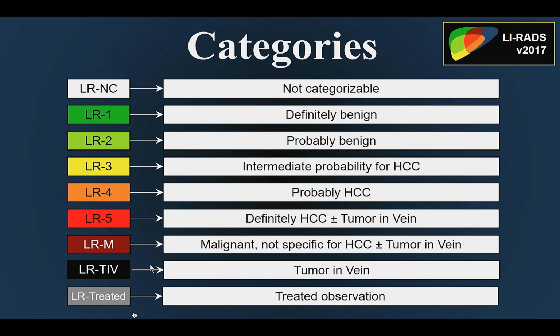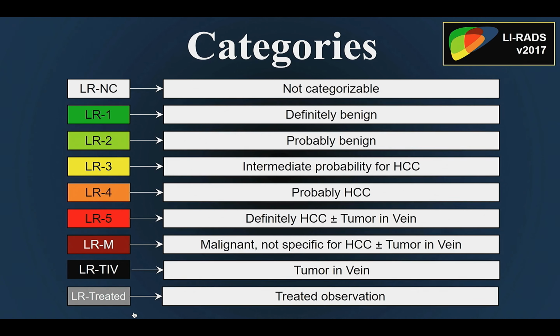You'll notice here also that we've taken away the LI-RADS 5V category, and we have now replaced it with LR-TIV, acknowledging that it's not always just HCC that can have vascular invasion. Other malignancies can also have that, including cholangiocarcinoma. And so we've now moved to this characterization of tumor in vein because in many respects, a lot of treatment options are shut away from that patient once they have vascular invasion, regardless of the primary tumor type.